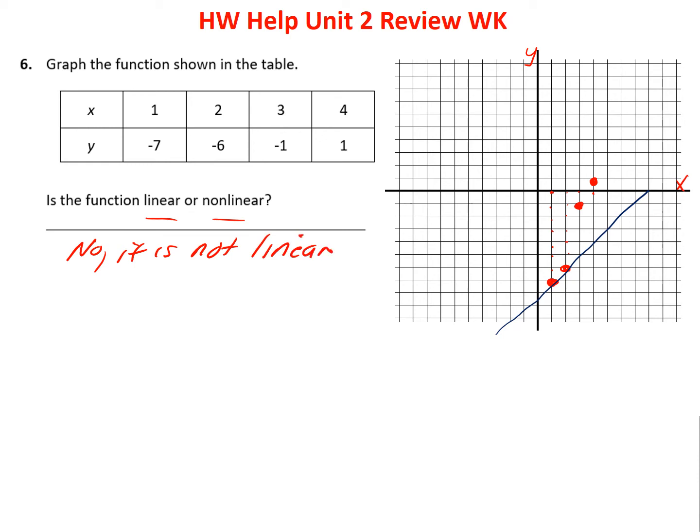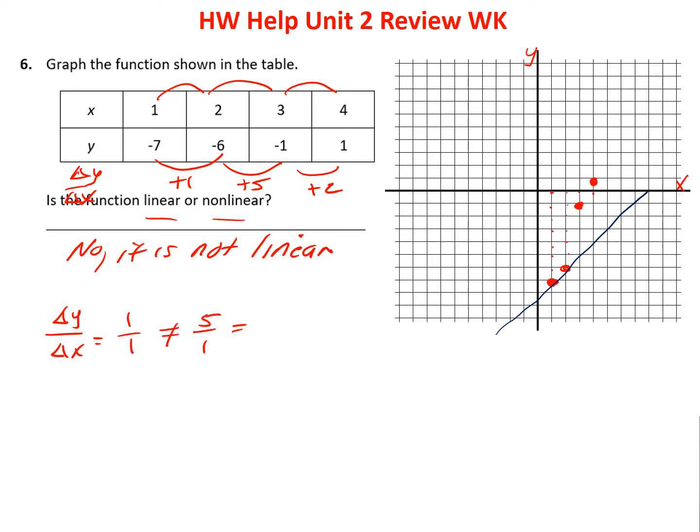If I want to check it algebraically, I can always go up here and check my change in y over my change in x. Notice that goes 1, 1, 1, but here it goes up plus 1, but here it goes up plus 5, and then here it goes up plus 2. So you can see that my change in y over my change in x, the first one is 1 over 1, but then it goes up 5 over 1, and then it goes up 2 over 1. So even algebraically, I can see this is not going to be linear. The rate of change is not the same. It's not constant.